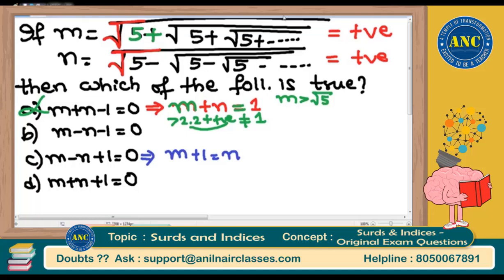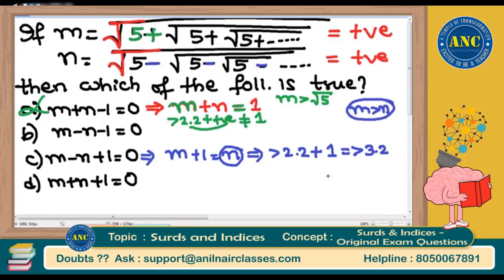Again, think logically, sir. Can I say that for my third option, m is greater than root 5, which is greater than 2.2, so m is greater than 3.2? But n has negative signs inside the square root, so it will be less than m. Definitely m is greater than n. Why? Because m is greater than root 5 and n is less than root 5, since it will be root 5 minus something. Definitely m is greater than n.